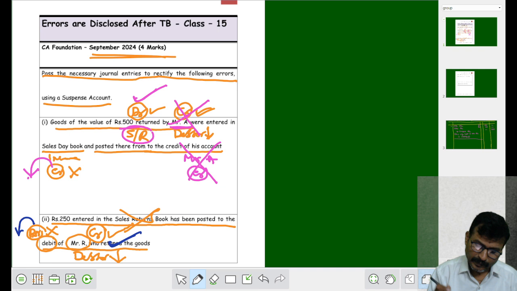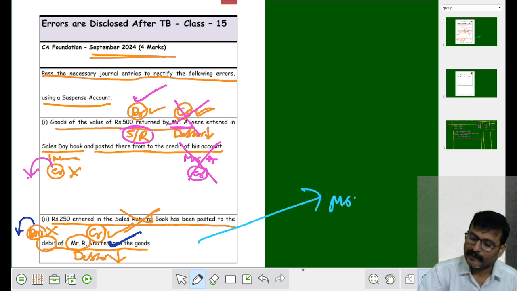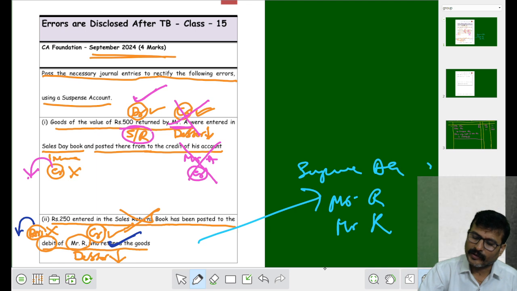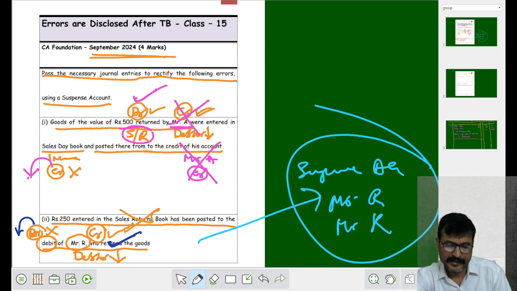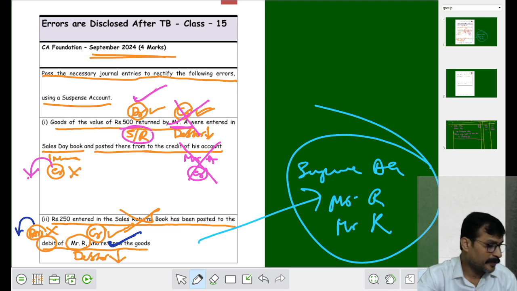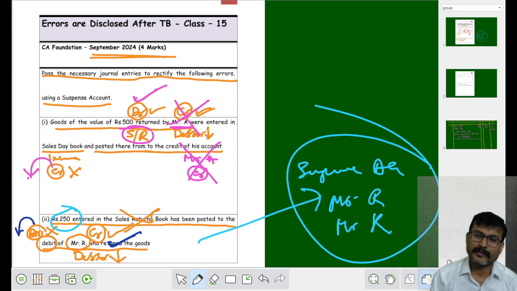What happened? Mr. R is to be credited. So Mr. R is to be credited how many times? Mr. R is to be credited for 2 times. Then who is to be debited? Suspense account is to be debited. Did you understand? Keep the correct in the same place. Mr. R credit. Mr. R is in the wrong debit. He is to be credited. So Mr. R is to be credited for 2 times with an amount of rupees 250.